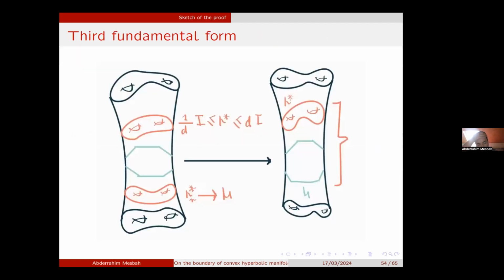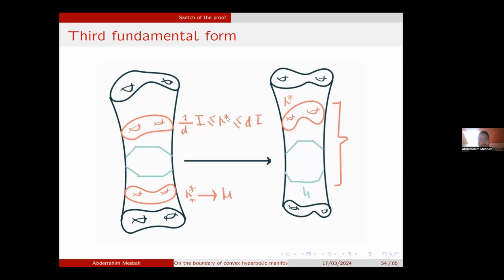And so this is in order, if you want to realize the third fundamental form and measured lamination, we will use Labourie's theorem. In Labourie's theorem, we will take H star, the metric that we want to realize as third fundamental form, and we will also take Hn star, a sequence of metrics that converge to it. We will realize both of them as third fundamental forms.